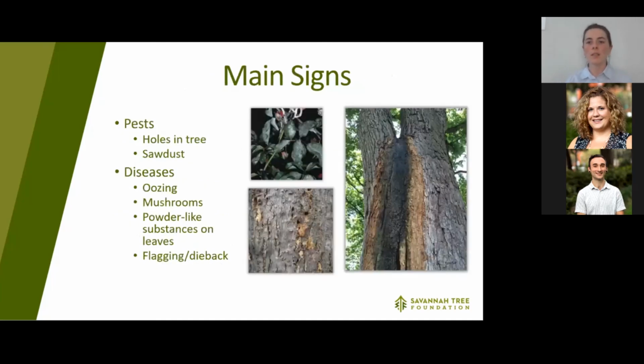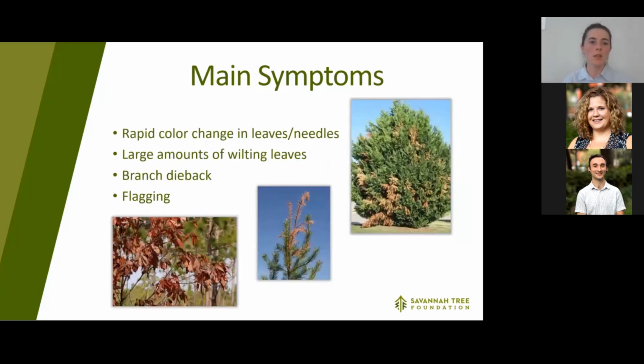So I guess, overall, the main signs to look for that the pest itself can cause are the holes in the tree and the sawdust-looking areas. And for diseases, you really want to look for oozing or mushrooms or powder-like substances on the leaves, or any flagging and dieback. Some symptoms, again, would be rapid color change in the leaves or needles, large amounts of wilting leaves, branch dieback, or flagging.